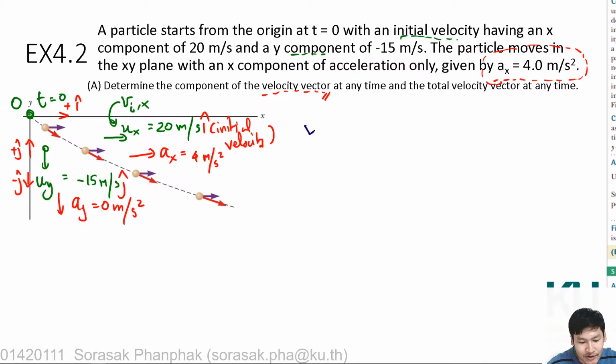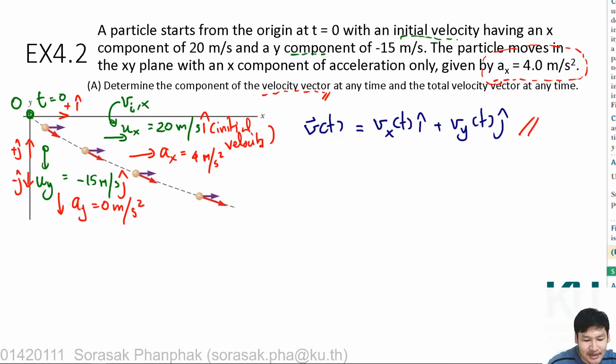So they would like you to determine the Vt, right, at any time point. This is supposed to comprise the components Vx(t) in the i direction plus Vy(t) in the j direction. This is the total velocity at any time point. It's comprised of Vx, which is the x component, and Vy, the y component of the velocity. So how to determine it?